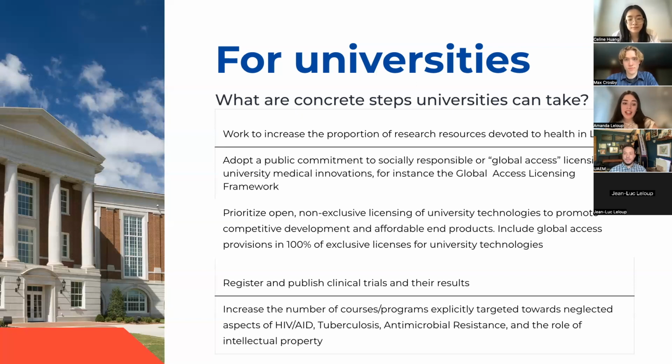Furthermore, they should prioritize open and non-exclusive licensing of university technologies to promote competitive development and affordable end products. Third, they should register and publish clinical trials and their results. And last, increase the number of courses or programs explicitly targeted towards neglected aspects of HIV/AIDS, tuberculosis, AMR, and the role of intellectual property. So there are a lot of different steps that universities can take, and students and researchers, in order to participate in the fight for global access to medicines.